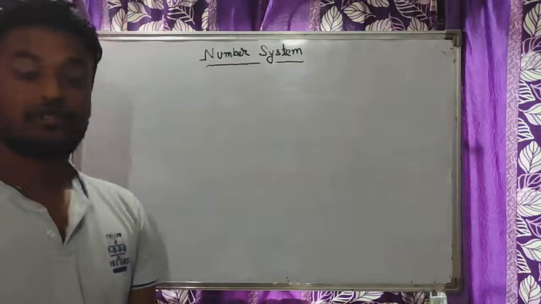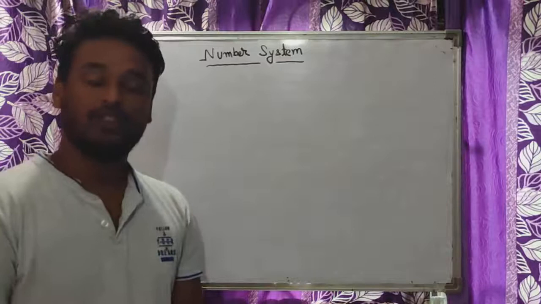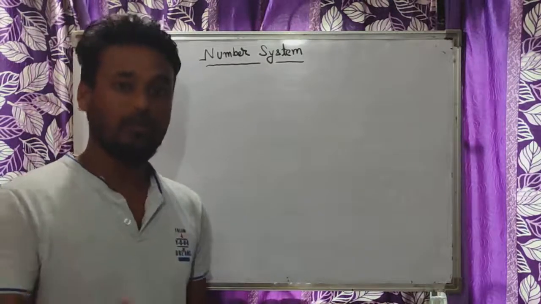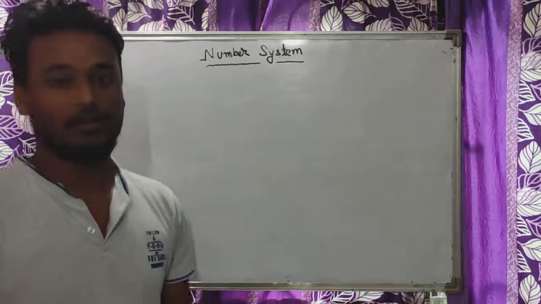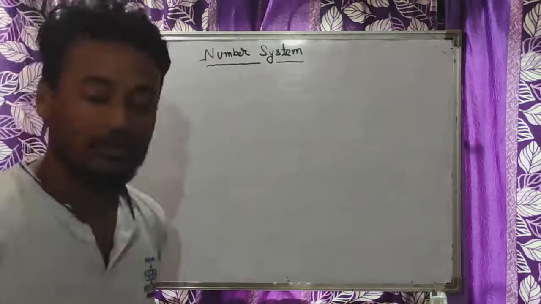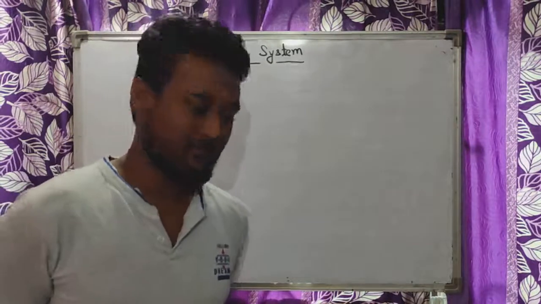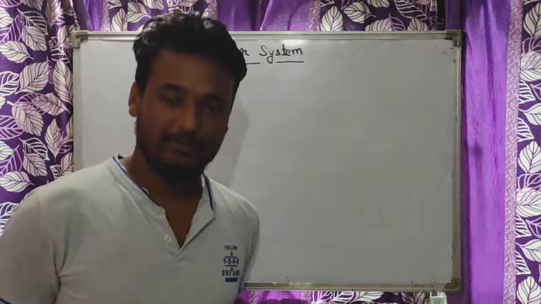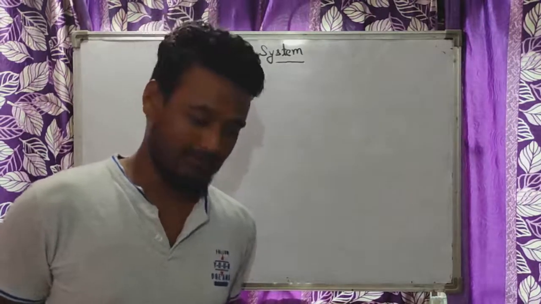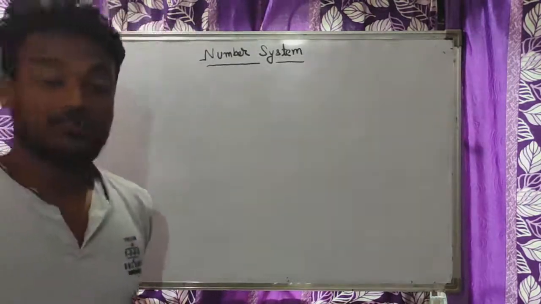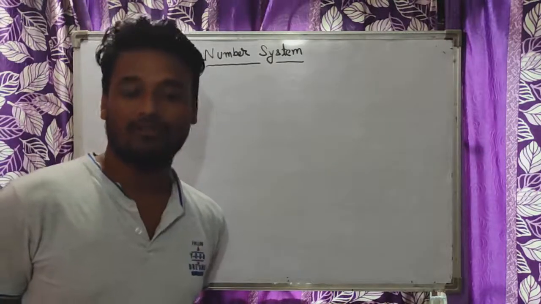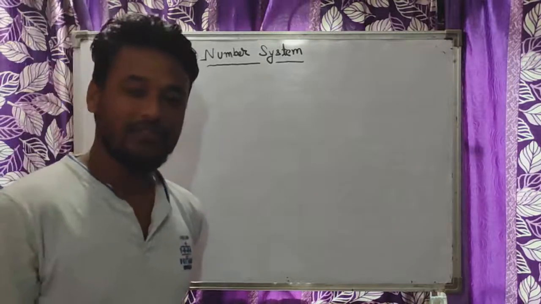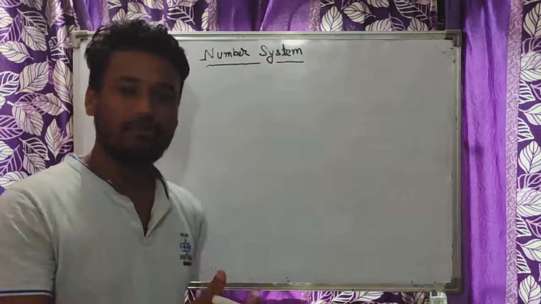Hello my dear students. In the previous class we have seen the basics of the number system. You already have the basic idea about it. Especially we learned about four different types of number system: binary, octal, decimal, and hexadecimal. We saw how to convert a binary number to a decimal number, and how to convert a decimal number to a binary number.